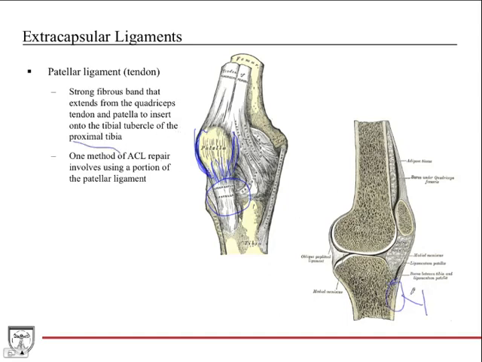Here would be your tibial tubercle, which is just kind of a bony bump or ridge where the patellar tendon or ligament comes down and attaches on. One method of ACL repair actually involves using a portion of the patellar ligament, where you take a little sliver of it like that, and then put it in and use it to replace or repair the ACL.